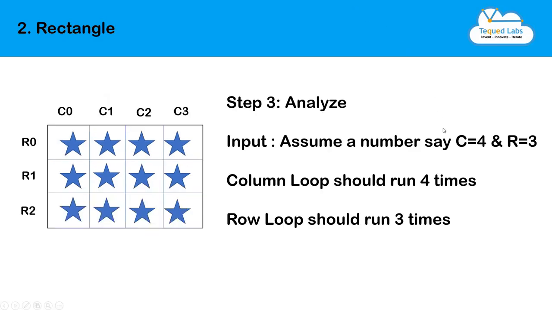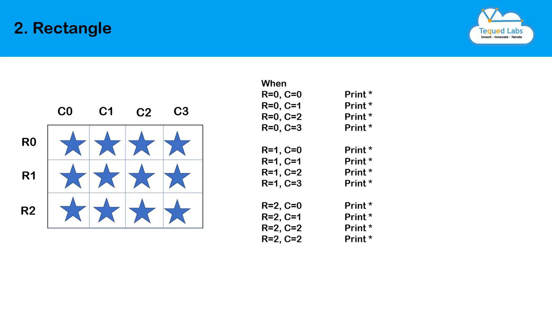Next step would be to analyze. Now here we have assumed that C is equal to 4, that is there are 4 columns and 3 rows which are represented as R0, R1, R2 and C0 to C3 respectively. The column loop should run 4 times to print 4 different columns, and the row loop should run 3 times to print 3 different rows. So this is the basic analysis which we have completed.